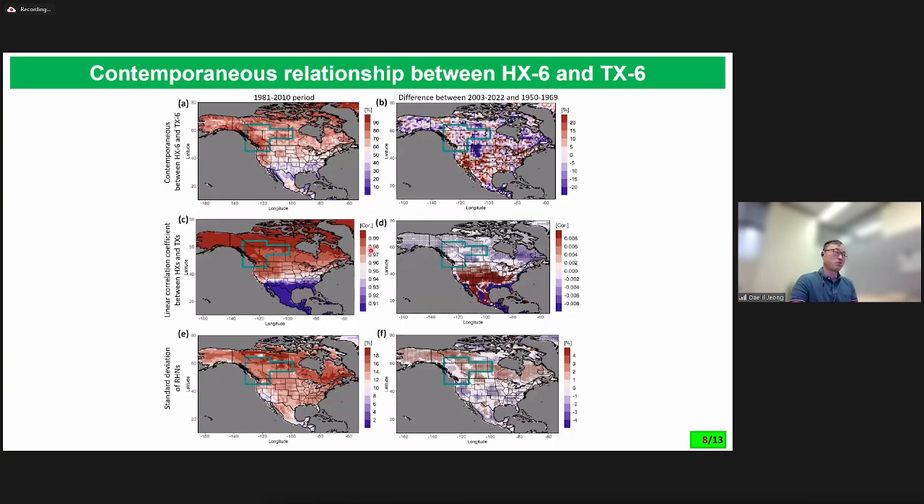Okay, so this figure shows the contemporaneity of the indices HX6 and TX6. If the value is 100% here, then HX6 and TX6 perfectly overlap during the 6 days. And you can see the higher contemporaneity in the northern part of North America, based on the large linear correlation between HX and TX. But the contemporaneity has decreased in recent years because of the increased variability of relative humidity. But this tendency was not followed by the 2021 event, because HX6 and TX6 mostly overlapped at that time.